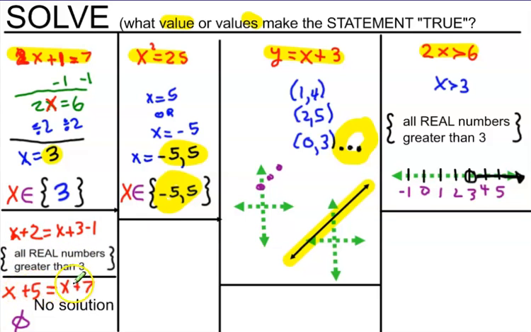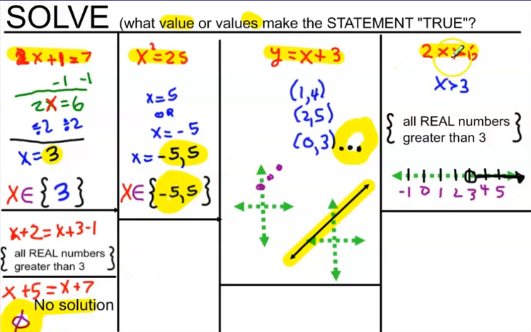And the one below it, there's no possible answer. x plus 5 equals x plus 7. No number added to 5 and then added to 7 gives us the same answer. So that would be a no solution problem, sometimes written with this empty set notation.